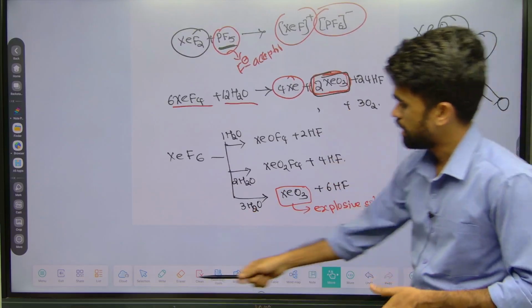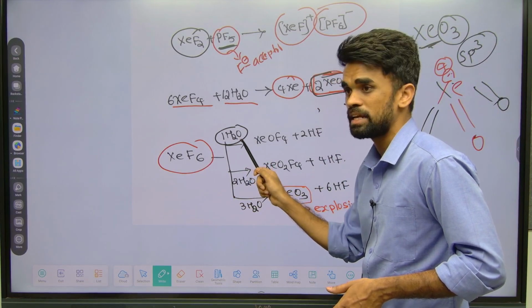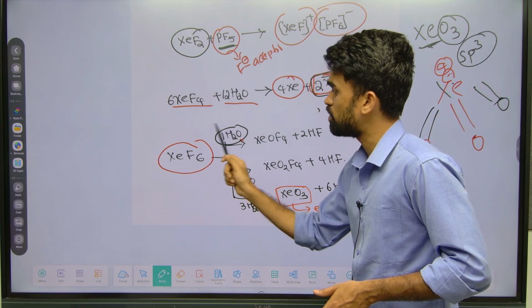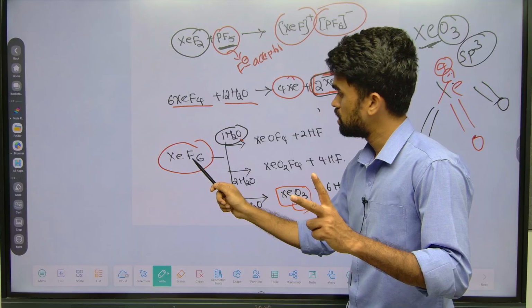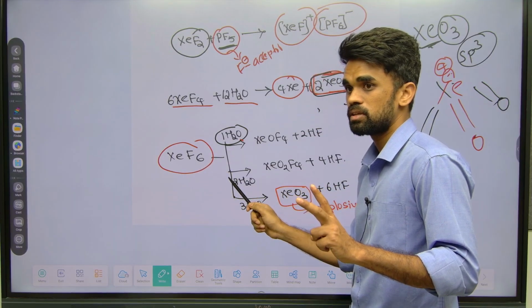Next, XeF6 with 1 water molecule. Give the oxygen from the water to XeF6. We know oxygen is divalent and fluorines are monovalent, so for 1 oxygen you remove 2 fluorines. What happens?